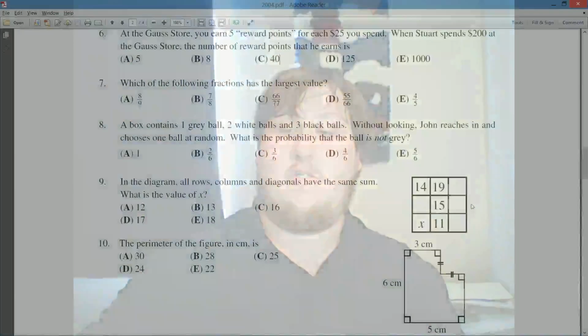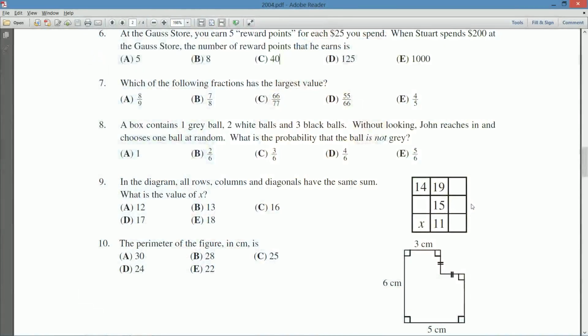Okay, so question number 7 is what we're looking at now. If you want, you can pause the video and try it, and then come back and see how I do it. Which of the following fractions has the largest value? Ooh, okay. So there's a bunch of ways we could probably try and do this question.